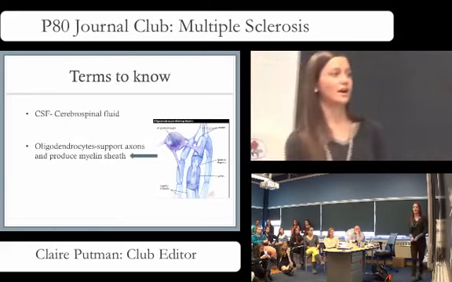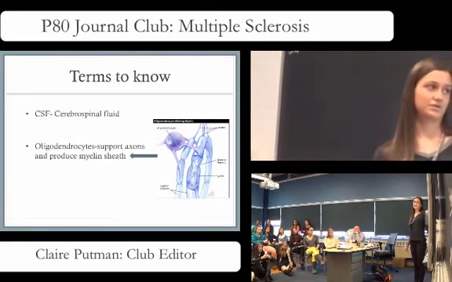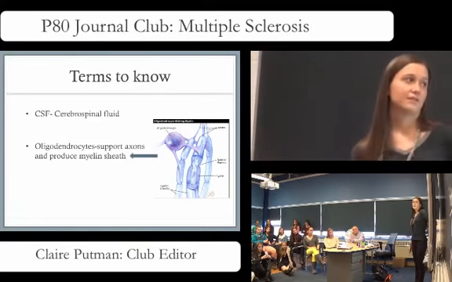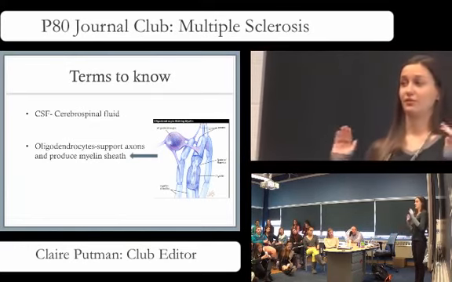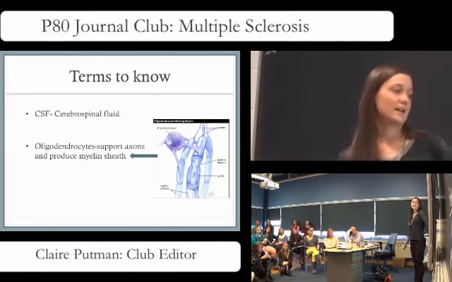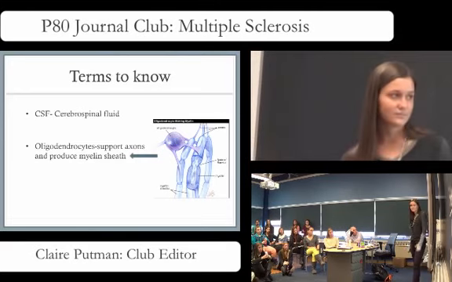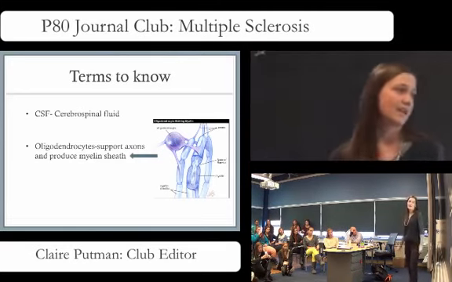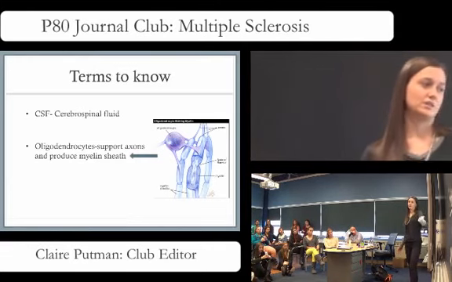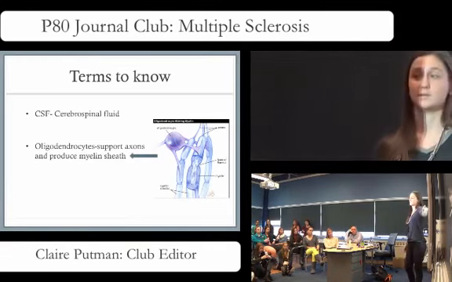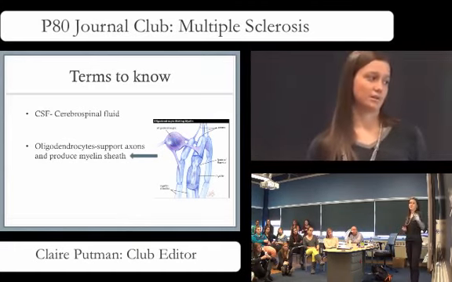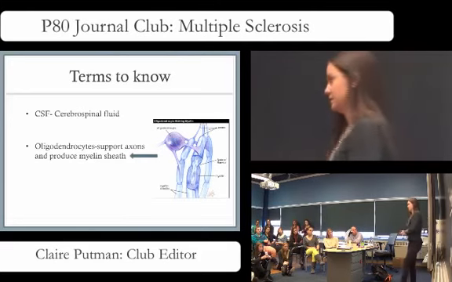The terms you need to know: the first one is CSF, which stands for cerebrospinal fluid. In all the patients they looked at, they did a spinal tap, where you stick a really big needle in their spine to get spinal fluid out. And oligodendrocytes, you can see them right here, support the axons and help produce the myelin sheath. So not only is myelin sheath important to protecting the nerve cells, but so are the oligodendrocytes. In MS patients, you need not only nerve cells, but you also need oligodendrocytes if you're going to help this.